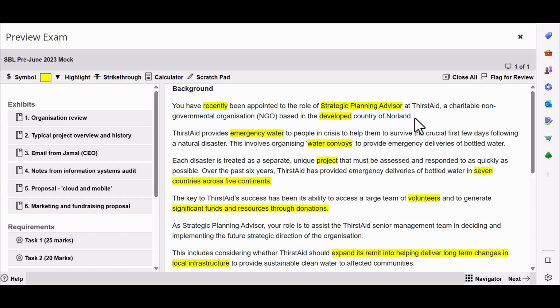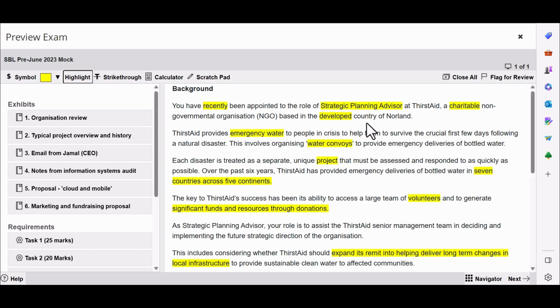It's a charitable NGO in the developed country of Norland. So it's charitable, right? So you know that it doesn't have the same goals and objectives and stakeholders as a for-profit organization, but it still does have goals and stakeholders and all of those things, right? It still has them. They're just different. So everything we've learned so far about strategy and managing stakeholders and setting objectives applies equally to NGOs or not-for-profit organizations.